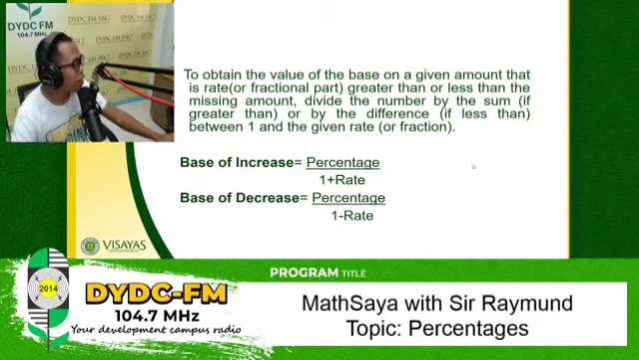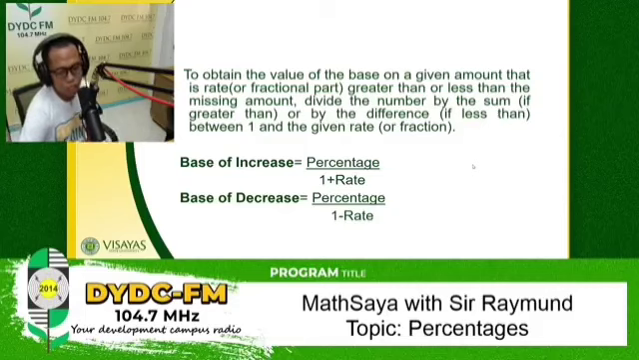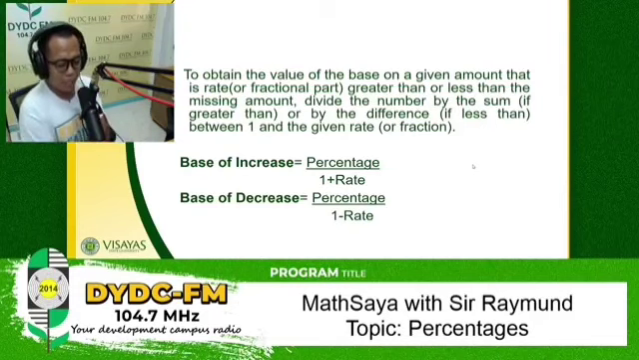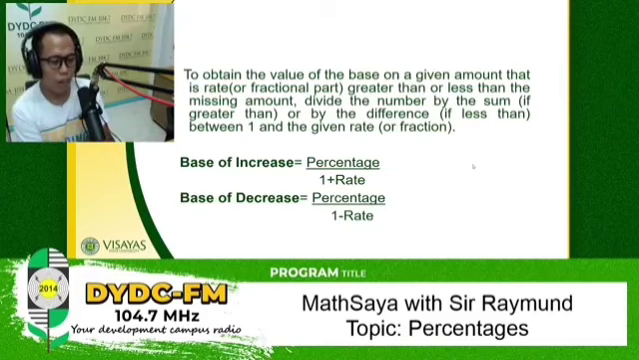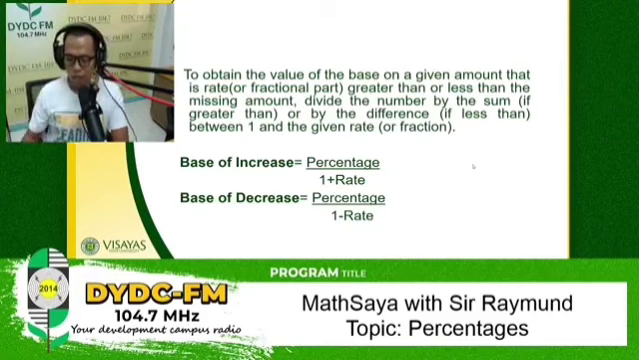Alright, to obtain the value of the base on a given amount, that is the rate or the fractional part, greater than or less than the missing amount, divide the number by the sum or by the difference. Okay? So base of increase is equal to percentage over 1 plus rate. Base of decrease is equal to percentage over 1 minus rate. So let's proceed to applications.